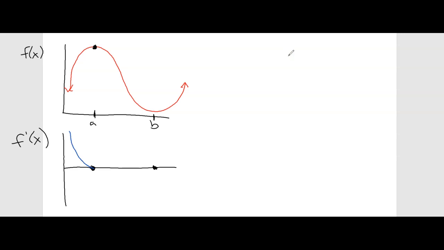Now, after our maximum at x equals A, our function is decreasing, which means our derivative needs to be negative. And our derivative is going to be negative all the way until B, because that is when our function stops decreasing at B. So essentially, we're going to have something that looks like this. And then we also know that our function is increasing after B, so our derivative has to be positive. So we're going to get, again, something that looks like this in blue.